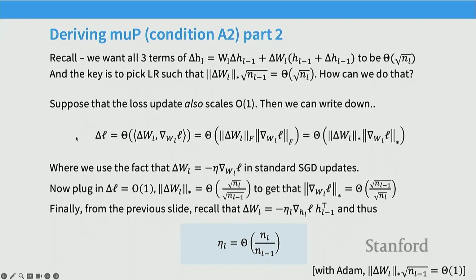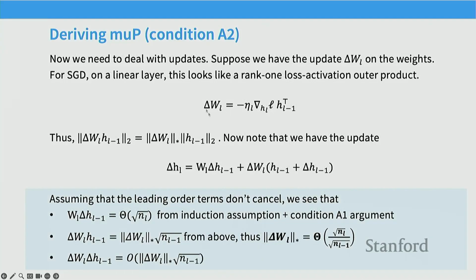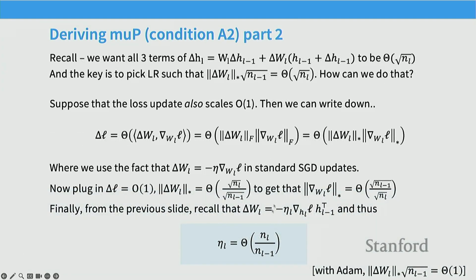But assuming that's true, then essentially we can say the change in the loss is like multiplying the gradient with the change in the weights. This left side is O of 1. We know how big this delta of L should look like. So now we know how big this delta WL looks like. Now we can solve for the gradient size. And once we have that, we can plug that in here. We know delta WL, we know the gradient of L, we know the size of H of L from condition A1, and now we can solve for the learning rate. And that's exactly what you get at the bottom here.